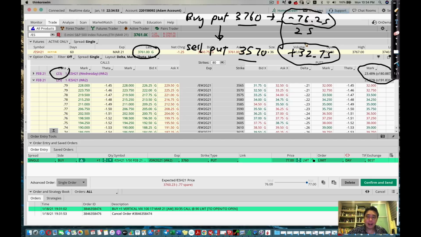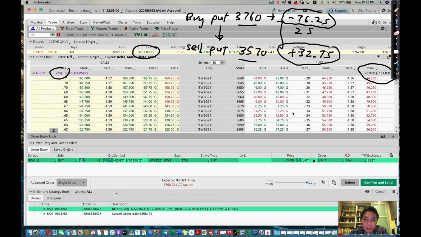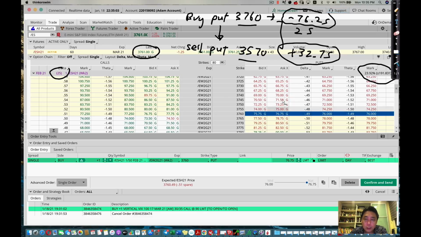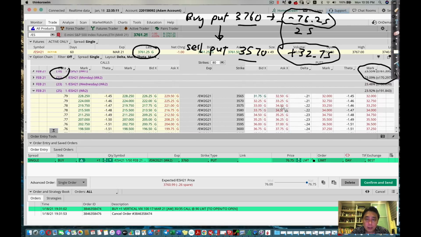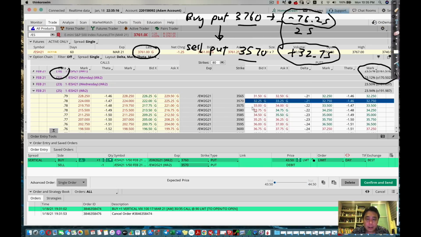So let's do that right now. I'm going to click buy the 3760 put. Click on ask, buy. There we are. Then we're going to sell the 3570. This one. Hold the control key down and click bid. There we go, we've got a spread. The spread's going to cost us 43.25 times 50.